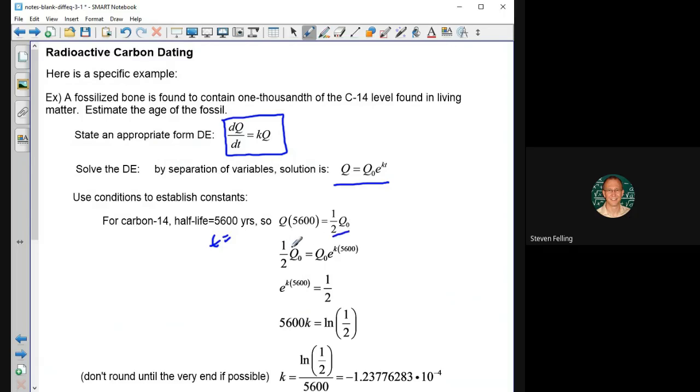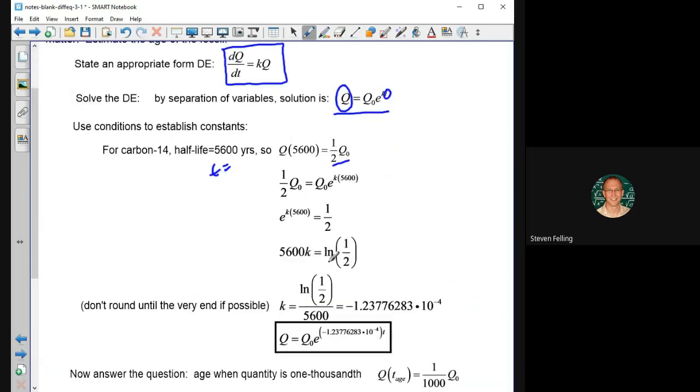So if I plug half the initial quantity in here and 5,600 years in for the time, we can divide out the initial quantity. We don't need to even know that. So e to the 5,600k has to equal a half. If you take the natural log of both sides and then divide by 5,600, you can establish that this k constant is negative 1.23776283 times 10 to the negative fourth, a very small number.